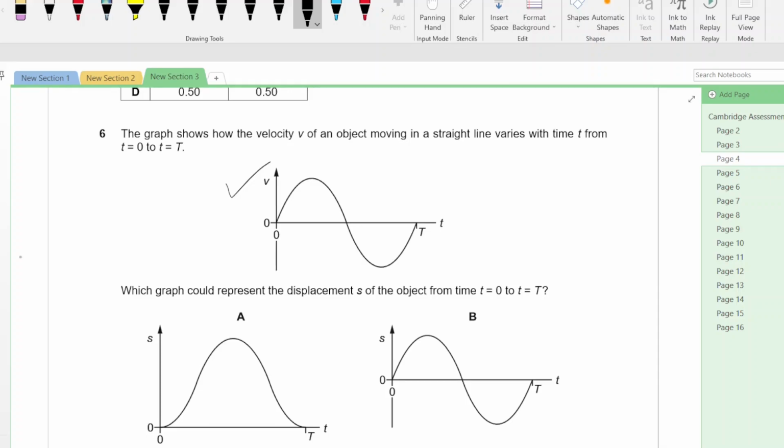We know the gradient of a displacement-time graph is velocity. If we consider this graph, its gradient is increasing, then decreasing, and decreases to 0 here. Therefore, this situation can be described by the velocity-time graph from here to here.